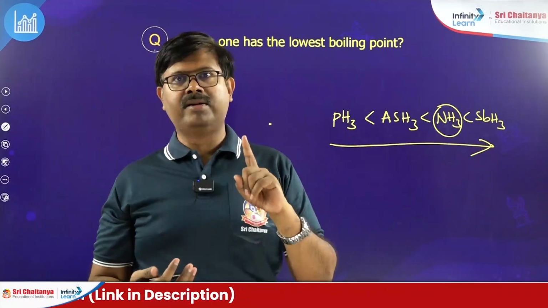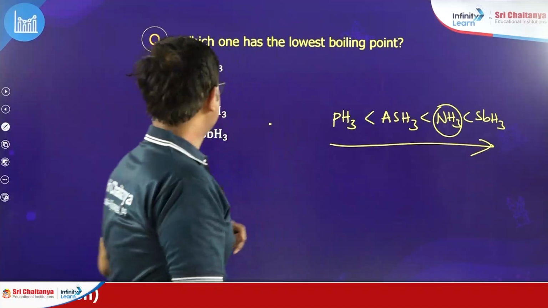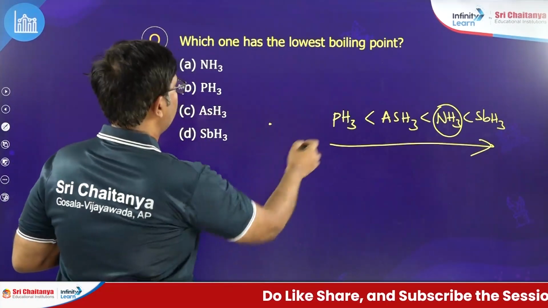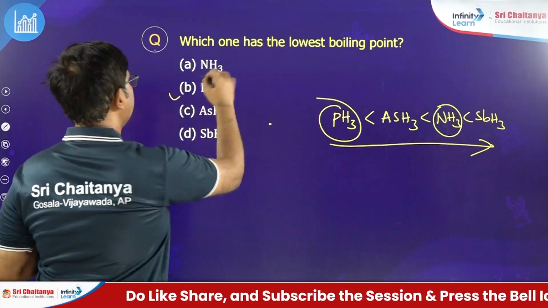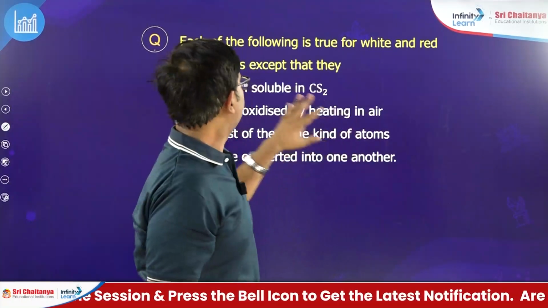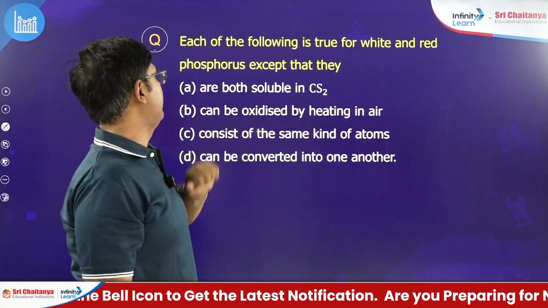We have to know the order. So remember this order. In such questions, it will help. So, lowest boiling point is for which one? Phosphine, PH3.